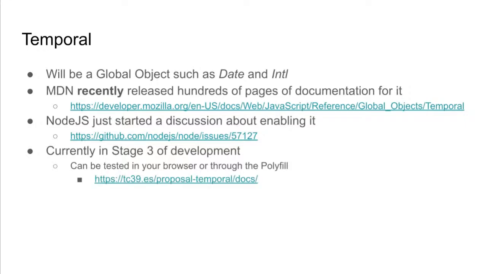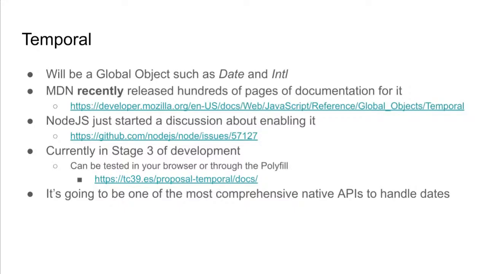You can access the TC39 website and check the docs. You can test that in your console. If you open the browser console, it's available there. And it's for sure going to be the most comprehensive one, or at least one of the most comprehensive native APIs to handle dates. So the general availability is just a matter of time now.